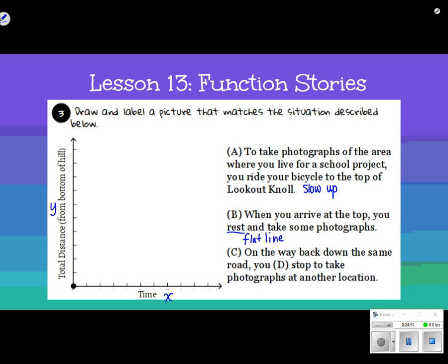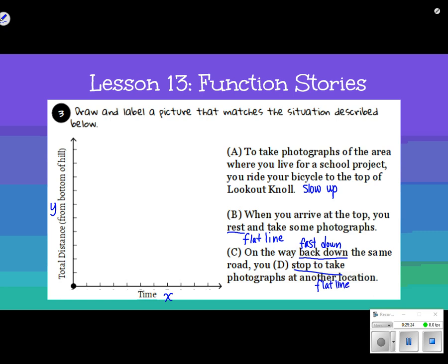So this is a flat line. On the way back down, because we have total distance from the bottom of the hill, so here we're going down the same road. So we're going down the hill. Do you think that that's slow or that's fast? On a bike going downhill, this is going to be a fast down. So we're going to have to make it steeper than the ride up. And then we're stopping to take more photographs. So we have another flat line. That's the end of the story.